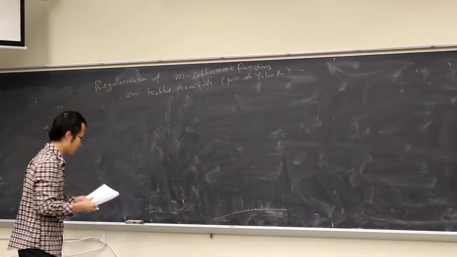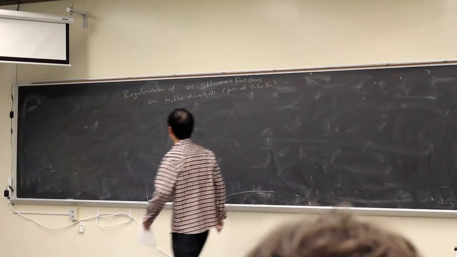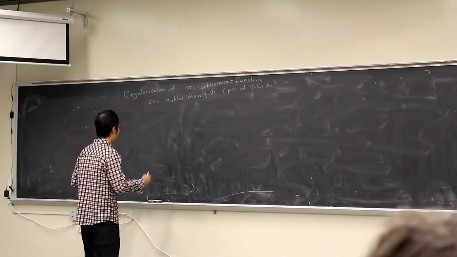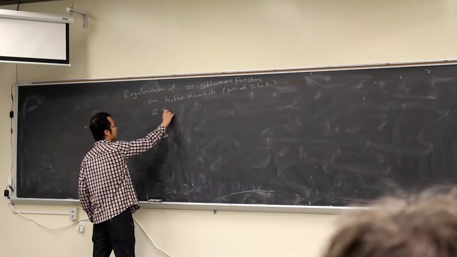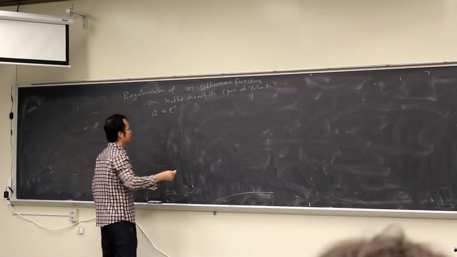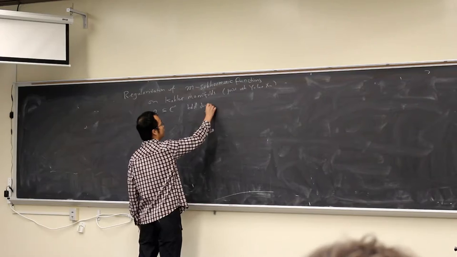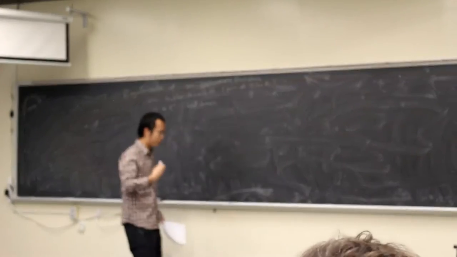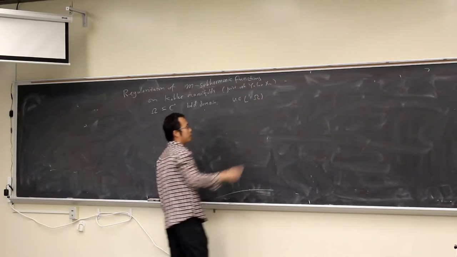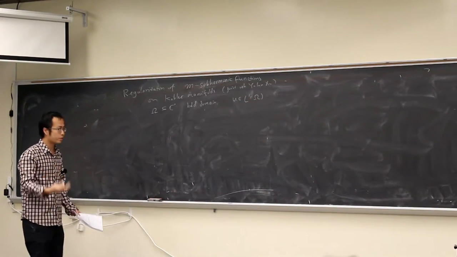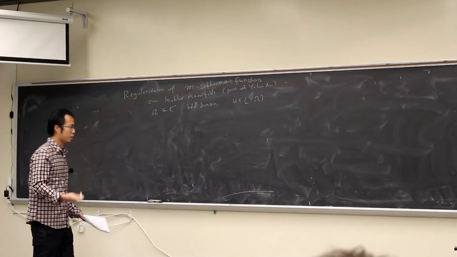Okay, so I'll start first with a classical question in analysis. Let me first start with the case in Euclidean space. Let's say omega in Cn is a bounded domain, and let's say you have an L1 function U in it. Then the familiar way to regularize this function would be to take the convolution of U with a smoothing kernel.